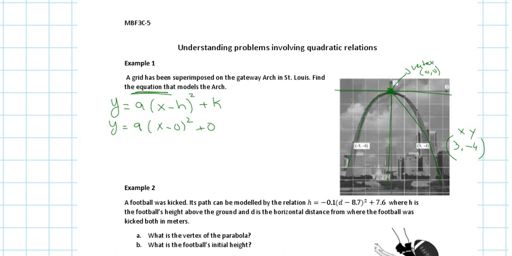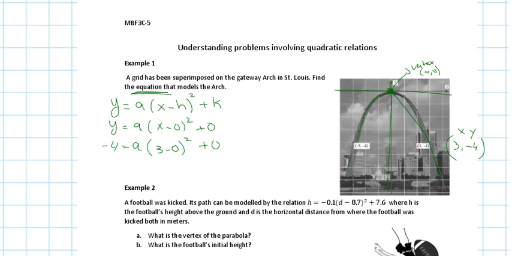I picked this one because just 3 is positive. I like dealing with positive more than with negative. You can pick either or. You should get the same answer. Okay? So what do I plug in for y? Negative 4. And then what do I plug in for x? 3. Now let's solve for a. The whole purpose of this is to find what the a is, right?